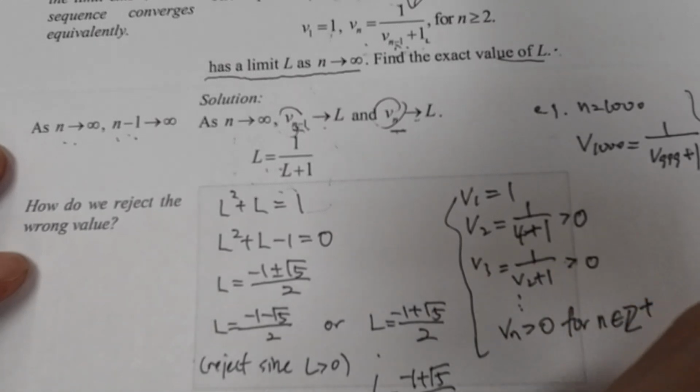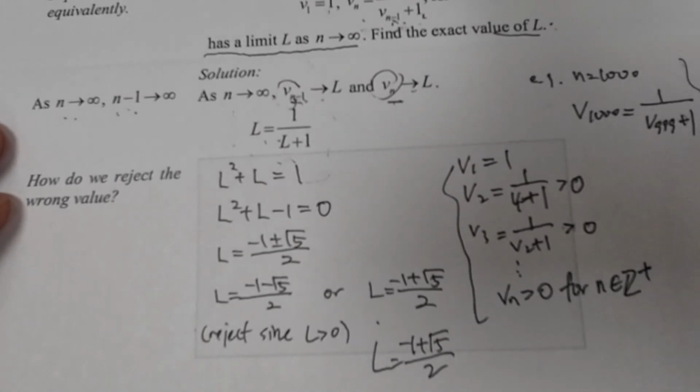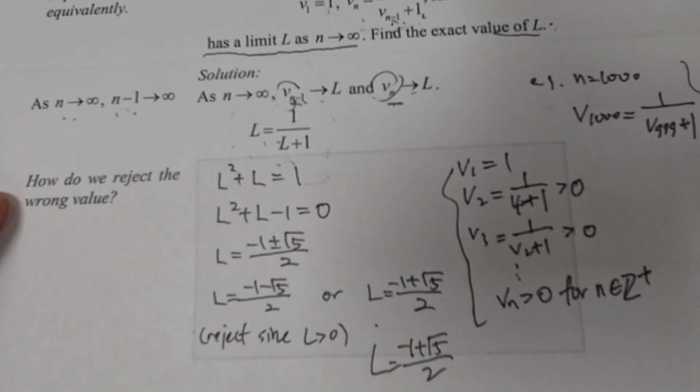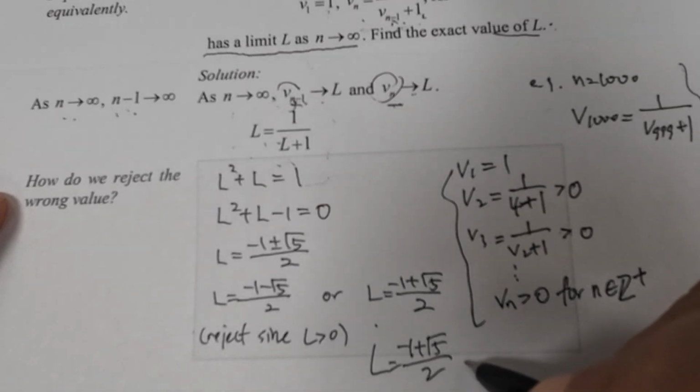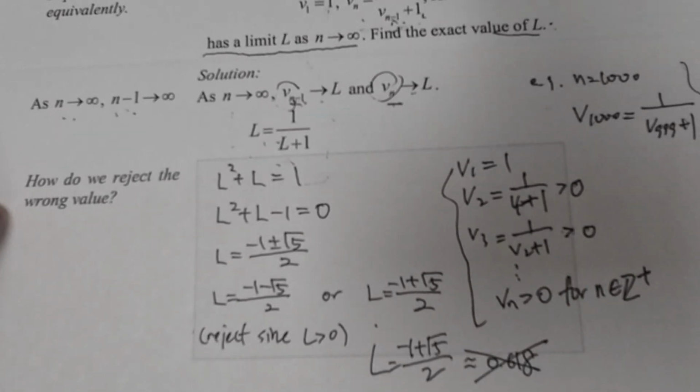And take note, we should keep the answer in the exact form. In fact, you can check this answer against the GC answer from the previous example. This is called the golden ratio, and this is approximately 0.618. Of course, in this question, please don't use this value, but it's quite an important value in mathematics.